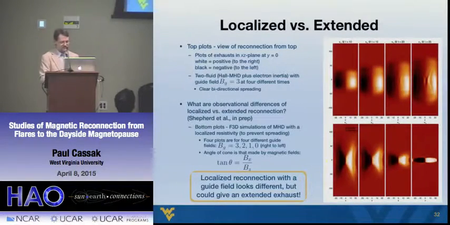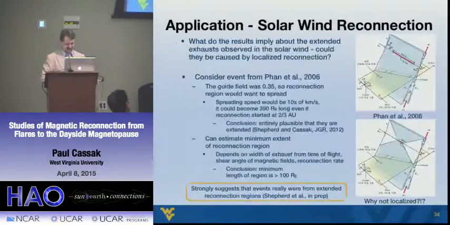I think I'll sort of skip this. So what we did, we also did simulations where instead of letting the reconnection spread, we forced it to stay localized in one space and let the system go. And so you can see this would be one with a large guide field where it's localized. And you can see that this is a plot of what the exhausts are doing, so what the flow is. So this one's to the right and this one's to the left. So you can see if you're a spacecraft down here, just going from here to here, you might see an extended exhaust.